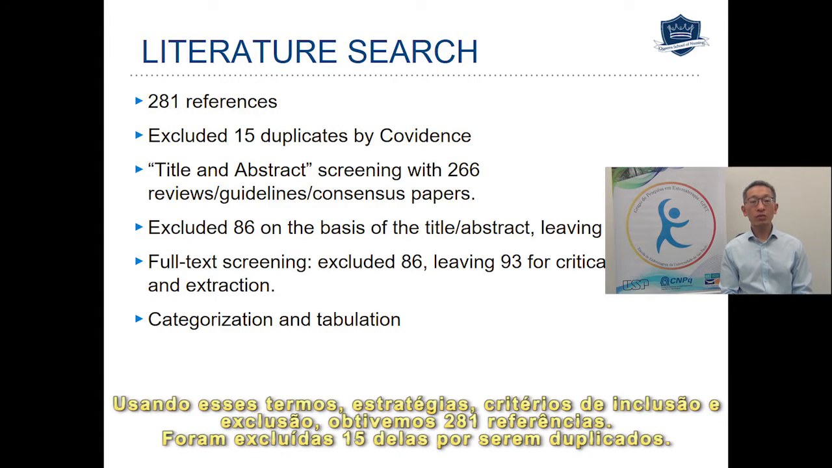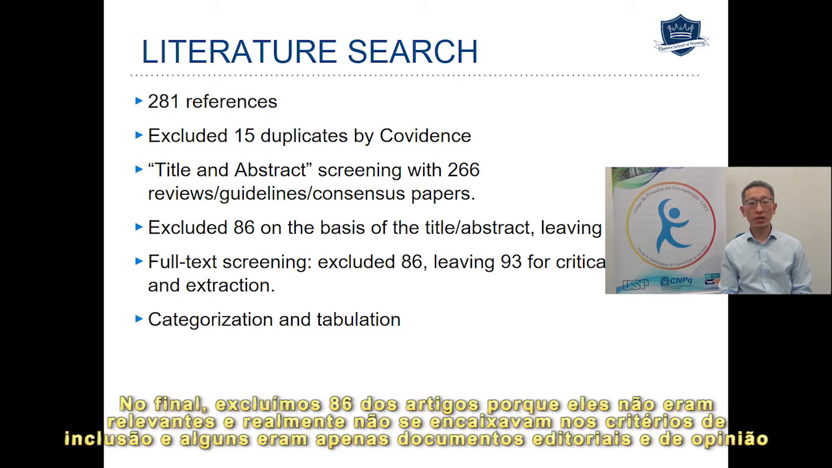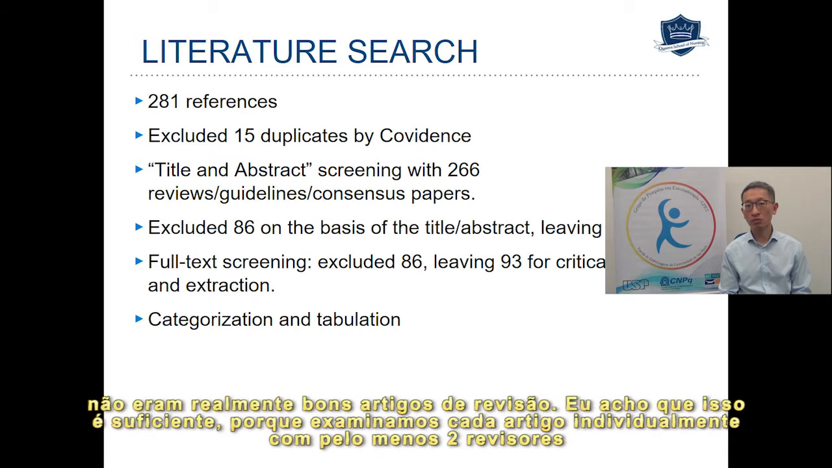So using those terms and strategy, and inclusion and exclusion criteria, we came up with 281 references. We excluded 15 of them because they were duplicates. And we had about 4 to 5 graduate and undergraduate students working with us, at least 2 individuals at a time, to review and screen all the titles and abstracts. At the end, we excluded another 86 of the papers because they were not relevant and didn't quite fit the inclusion criteria. And some of the papers were just editorial and opinion papers.